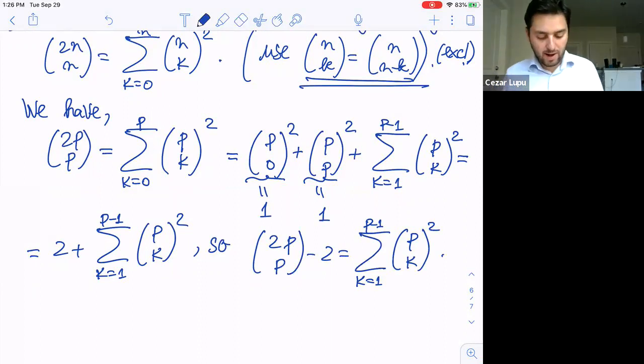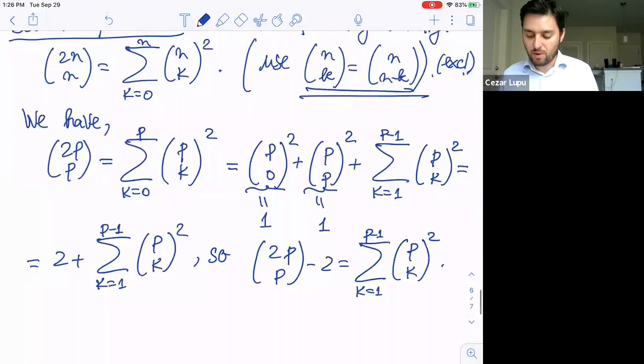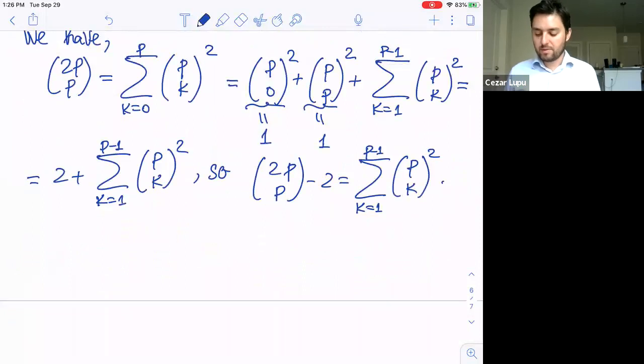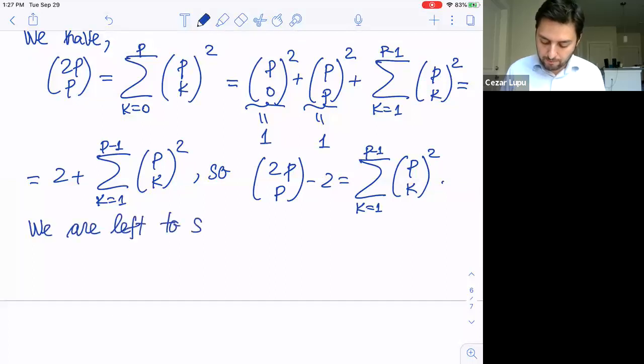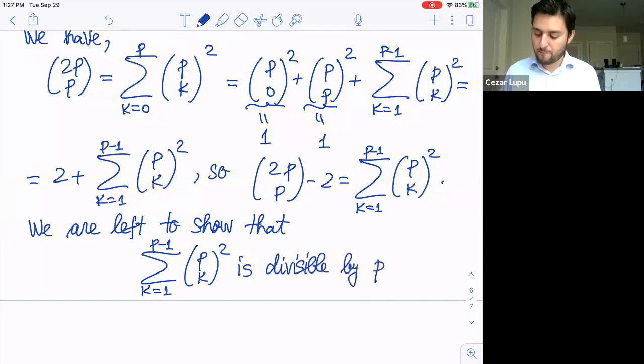Well, what do you think so far? And I have to show what? Let's keep in mind what I need to show: it's divisible by p squared. So the only thing we're left to show is that the sum from k equals 1 to p minus 1 of p choose k squared is divisible by p squared. Well, let's see. Why is this true?